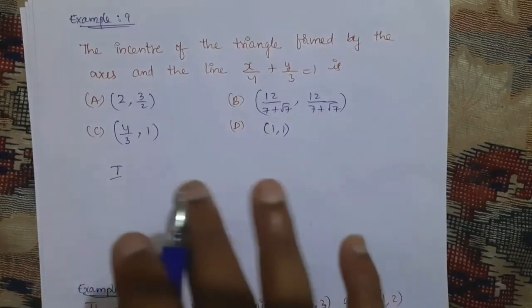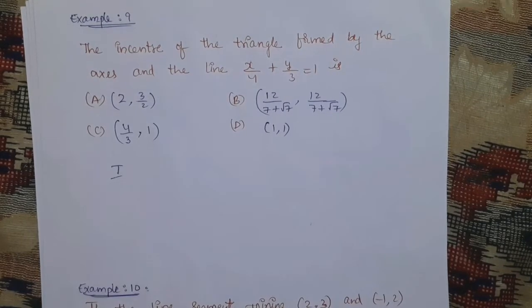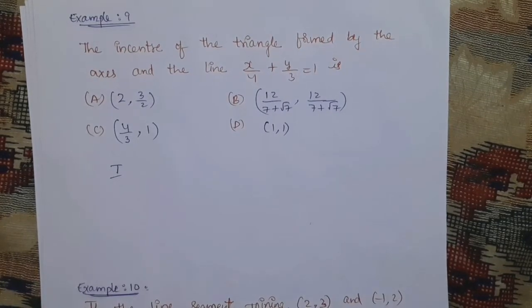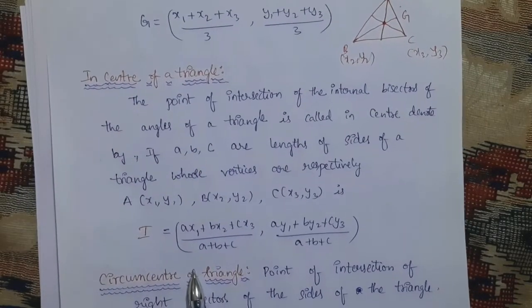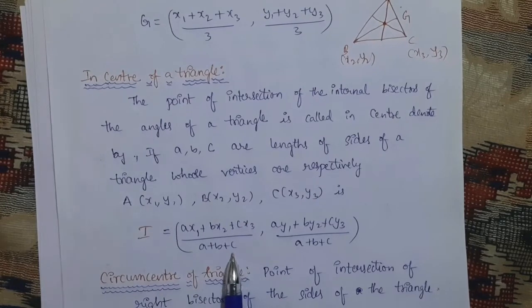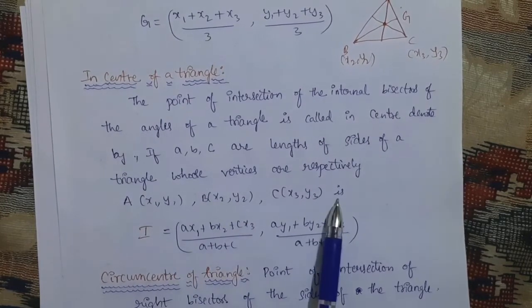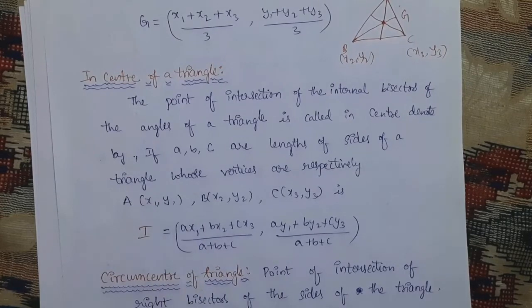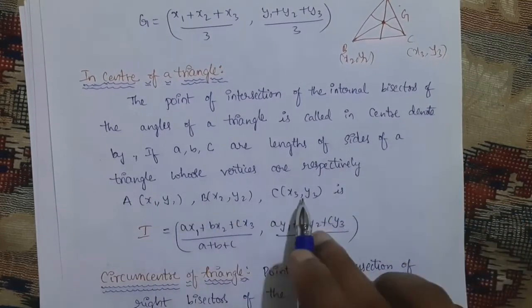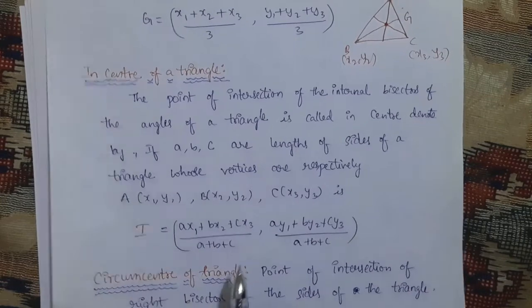See, previously in the concept we have discussed the incenter of the triangle. I will show that formula once again. The incenter of a triangle formula is this one. But we will use this only if they give the vertices and also a, b, c as the lengths of the sides of the triangle.